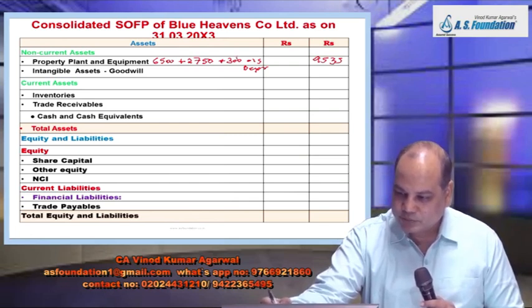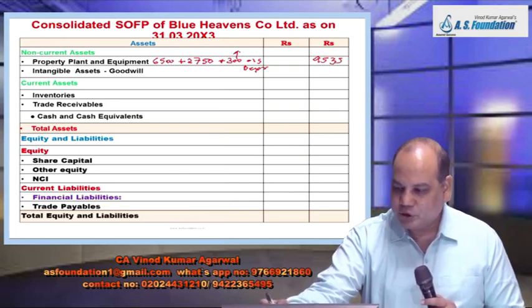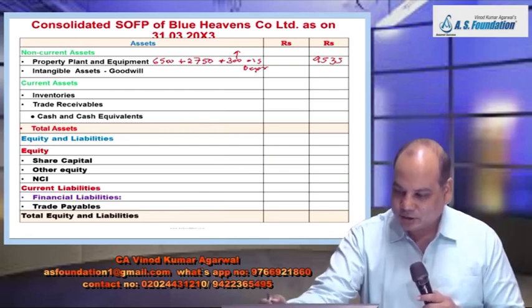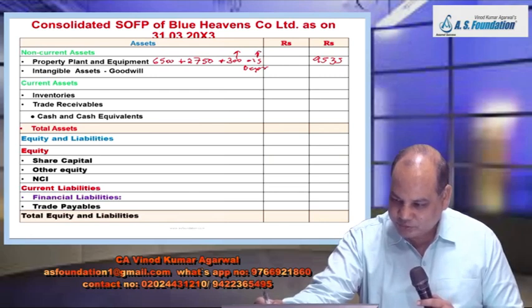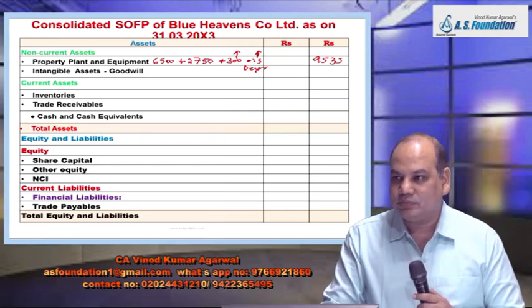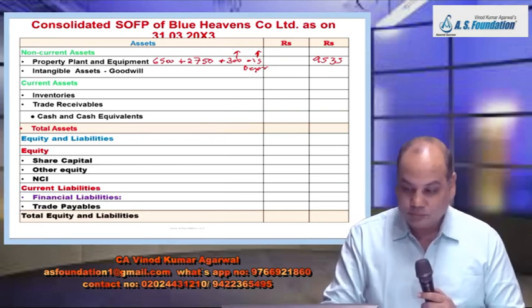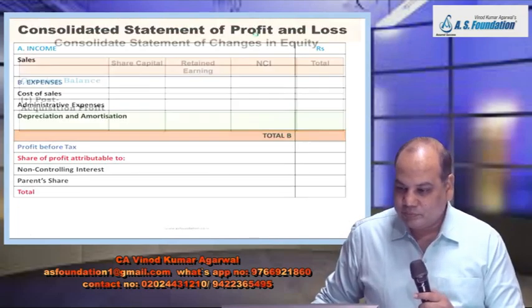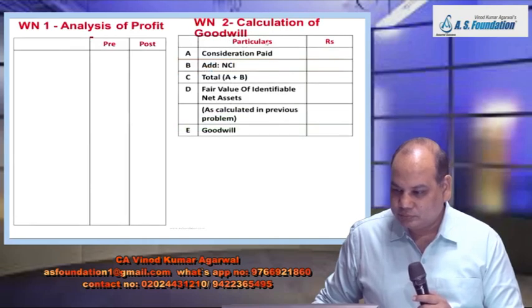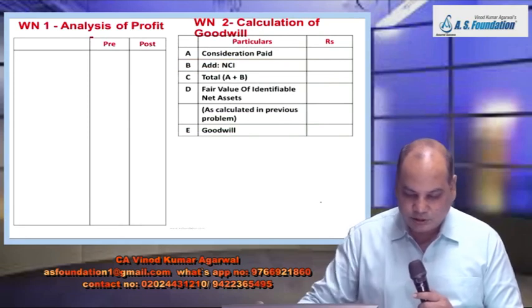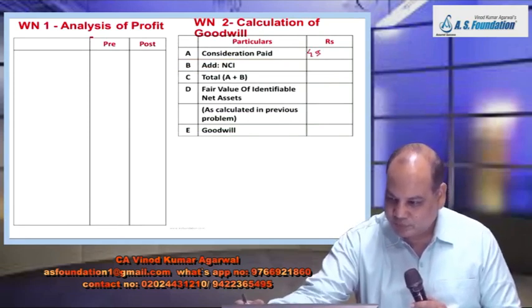Second, the effect of this 300 will go in the fair value adjustment, goodwill working, and this 15 depreciation will go in P&L account. Okay. Next line. Investment in Orange County Limited. This you write in calculation of goodwill. Consideration paid 4500.